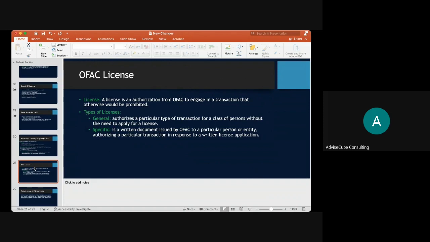A specific one is a written document issued by OFAC to a particular person or entity authorizing a particular transaction in response to a written license application. There are some transactions which are stuck in OFAC. However, it requires a certain way to release them. So some organizations need a license to release these kinds of details. So this is one of the additional changes in the OFAC section.